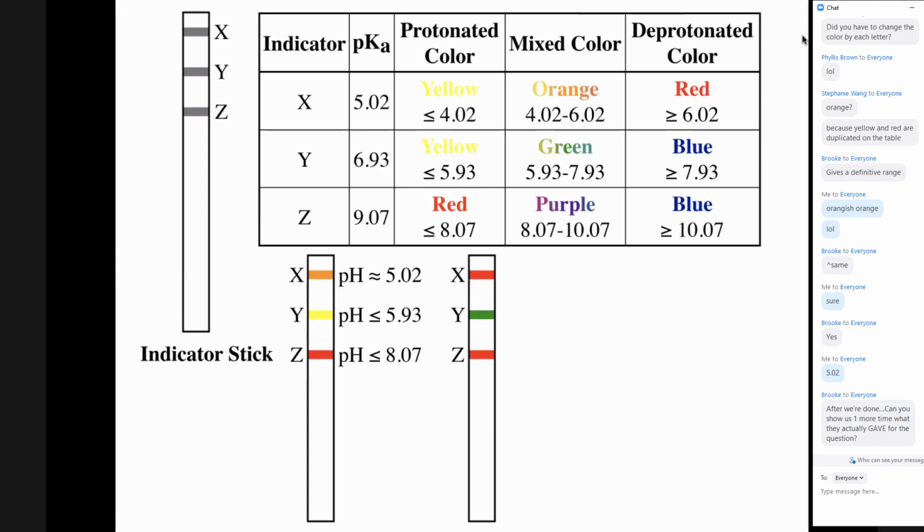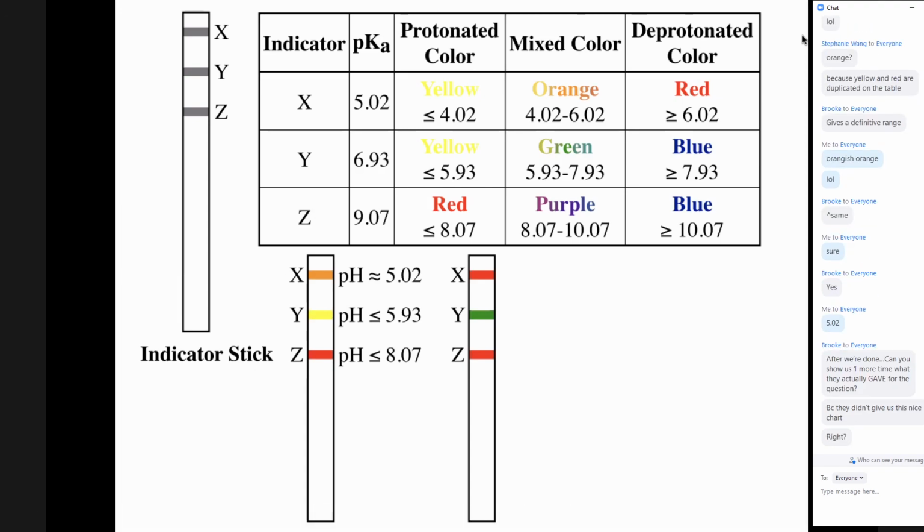Oh, for this one, you mean? Yeah, there's a couple questions that correlate to this one. Oh, no, they did not give you this beautiful chart. So yeah, we're gonna go back and do a couple questions based on the ugly chart.